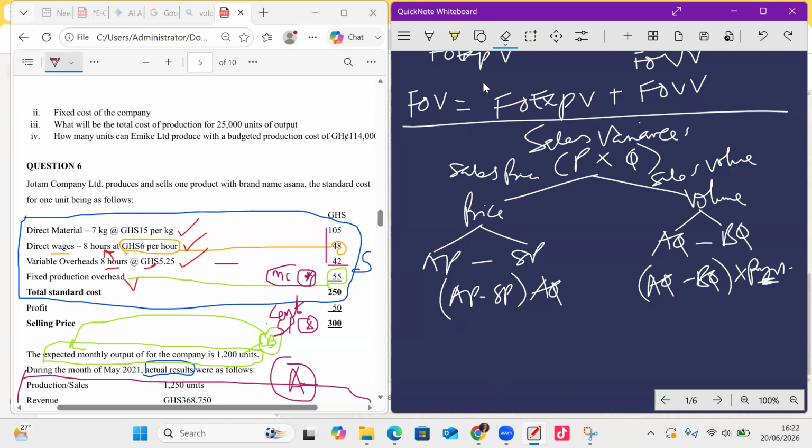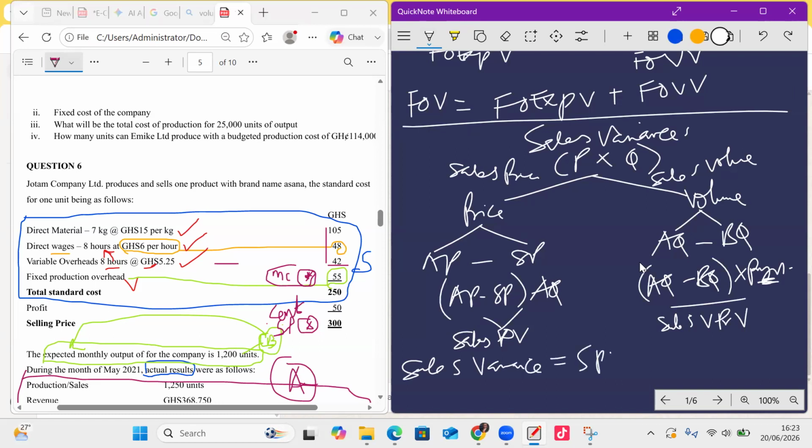So we are done. This is called the sales price variance. This is called the sales volume profits variance. So if I want to find the total sales variance, it will be equal to the sales price variance plus the sales volume profits variance. Are we good? Yes. So we are going to solve the question. Let me end this.